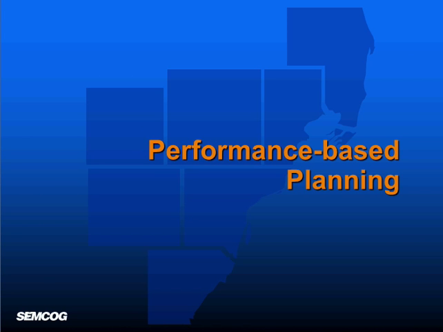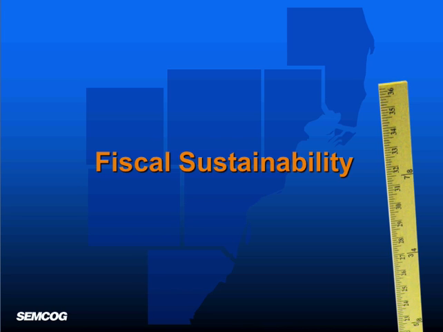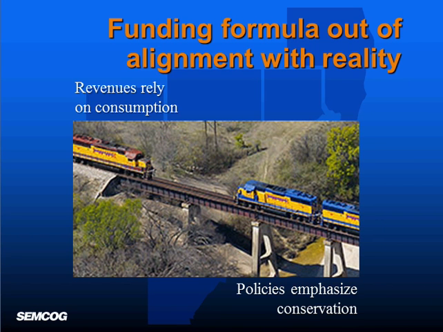Not all the 6 outcomes and their associated performance measures are as comprehensive as the last one I described. What I want to run through now is one of the other outcomes, fiscal sustainability. So first, consider, how do we pay for our transportation system? Gas taxes, registration fees. This source of revenue relies upon the consumption of gas. However, there are policies in place that emphasize just the opposite, conservation.